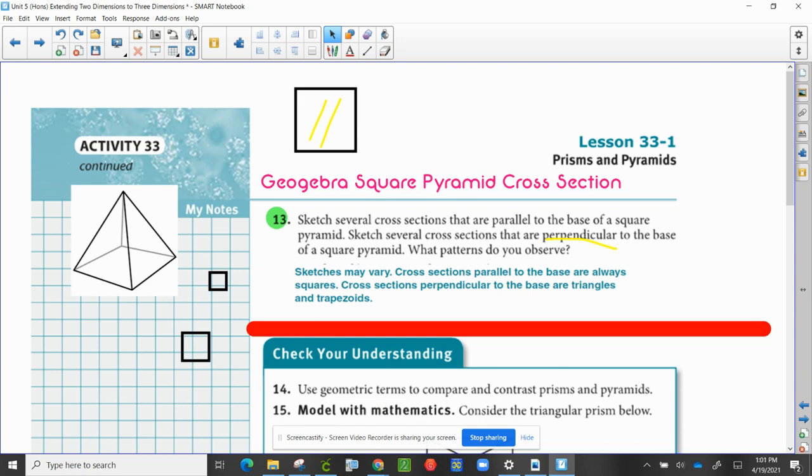Cross sections perpendicular to the base are triangles and trapezoids. And again, the trapezoid comes from these tilted sides and having two shorter bases. So if we drew lines like a cross section that went here, like this, that's how we could do that. And again, we could also get a triangle, because if we had something that ran parallel to the side, it's going to give you that same cross-section shape. So we will practice this more in class, but just know when we're doing a cross-section, it's like we took a really thin slice out of that three-dimensional figure.